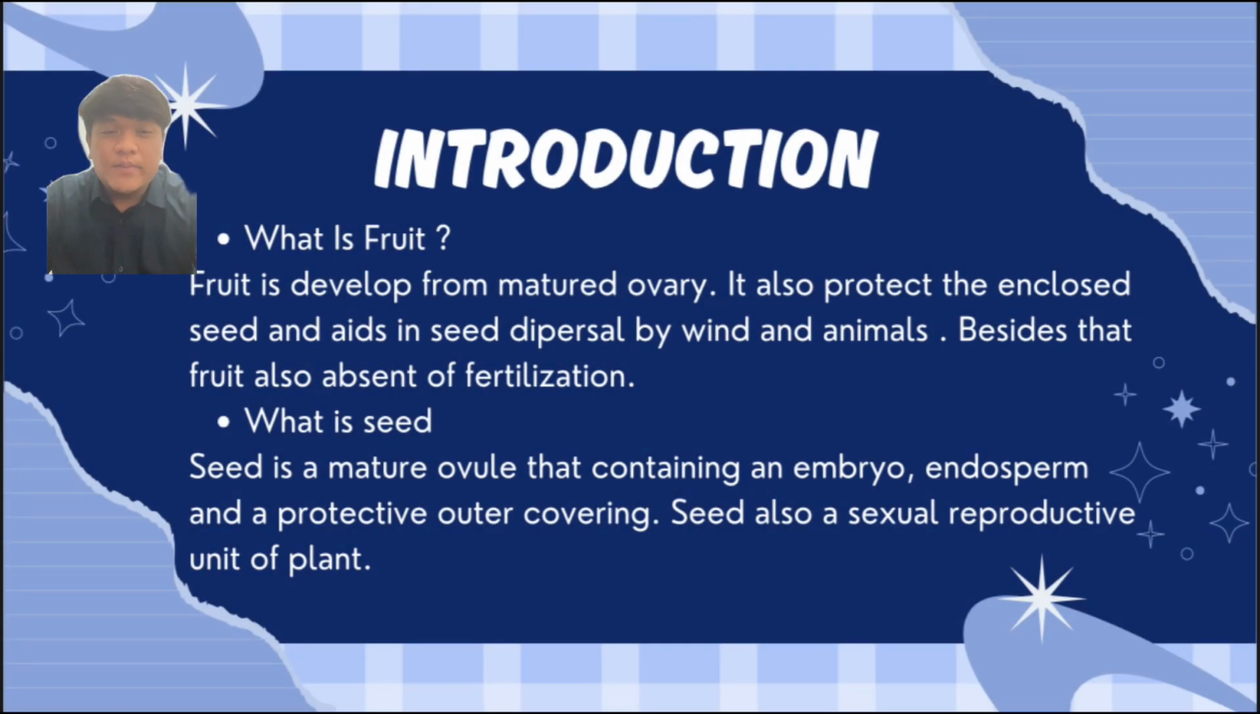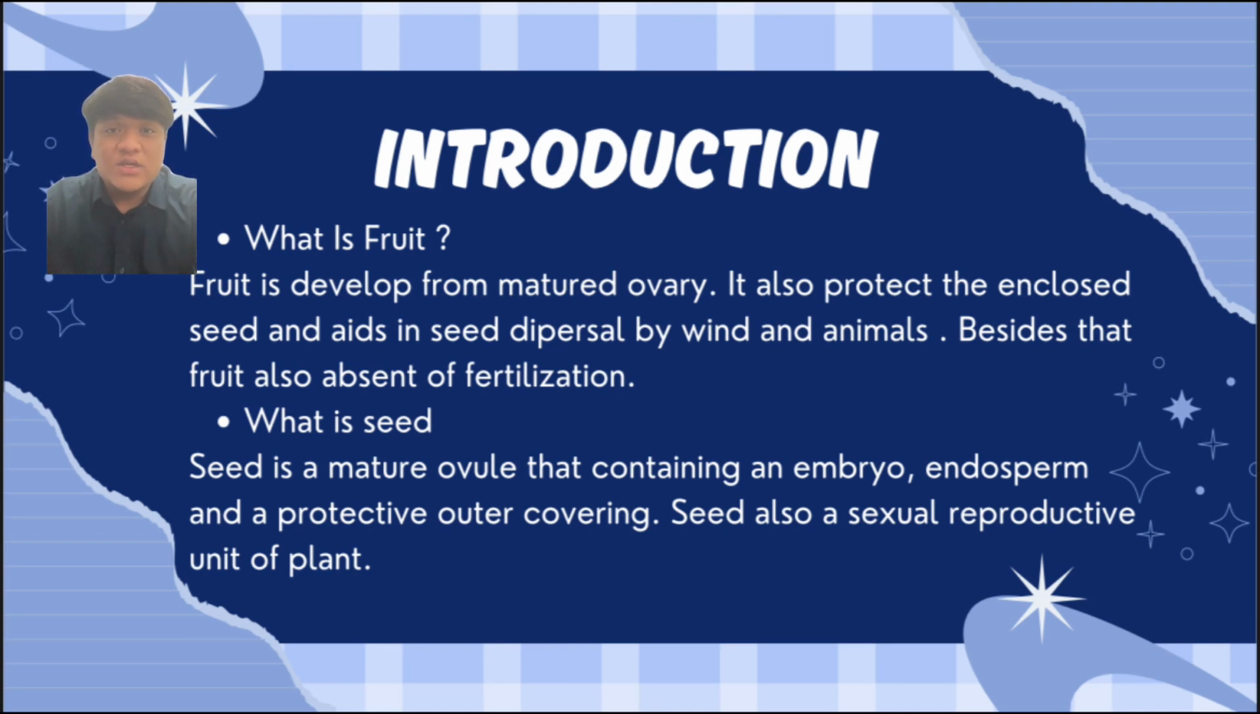Now let's begin with the basics. What is a fruit and what is a seed? A fruit develops from a mature ovary after fertilization. Its main function is to protect the seeds and help in seed dispersal through wind, water, or animals. Interestingly, some fruits like bananas and seedless grapes form without fertilization, which is called parthenocarpy.